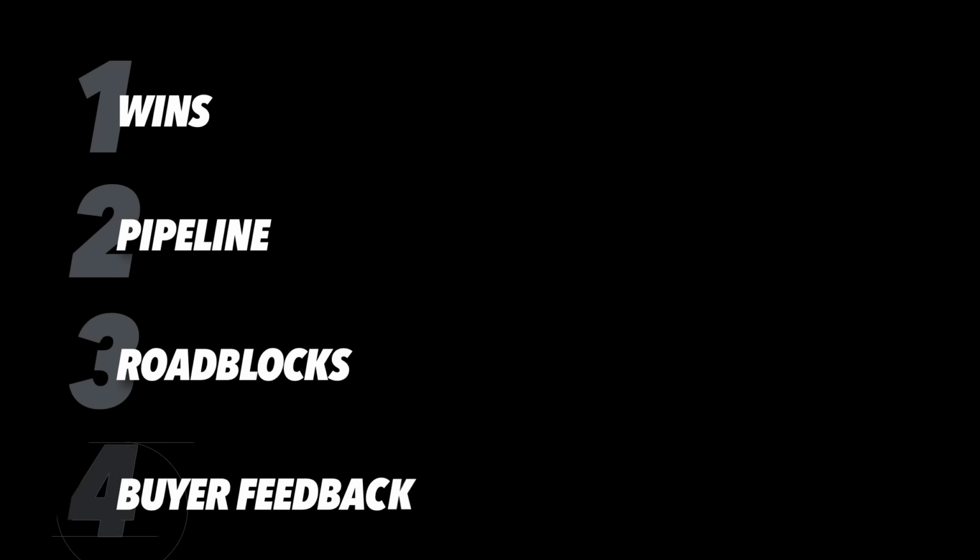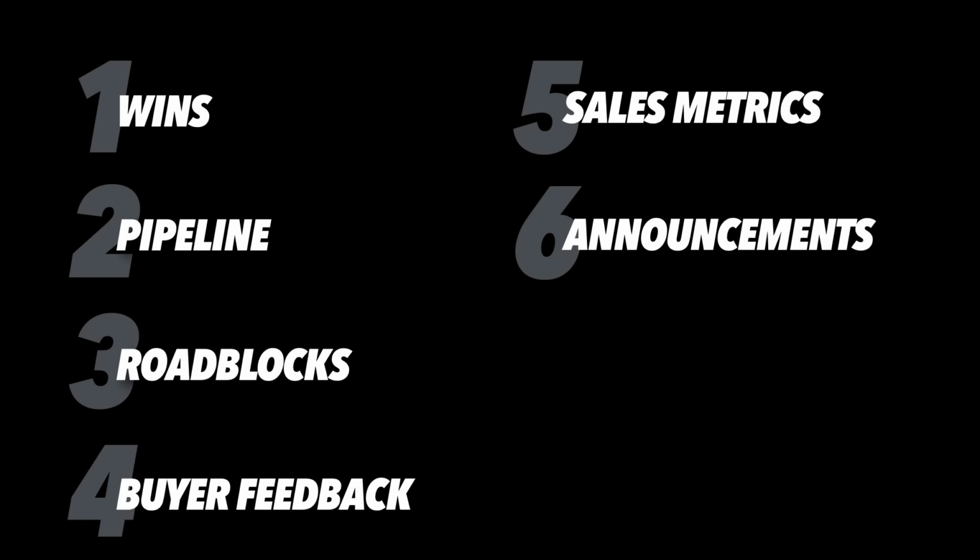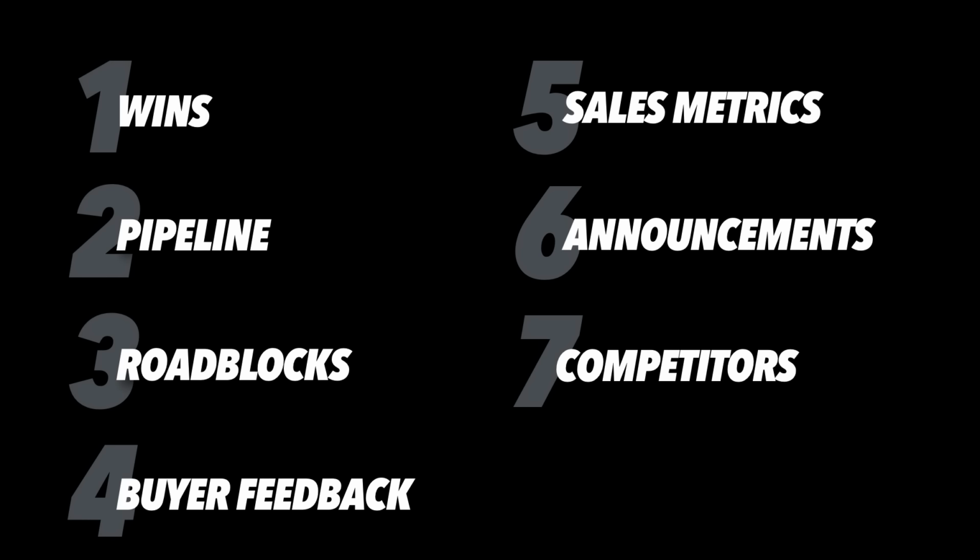So, quick recap, the specific agenda structure you should be using for your weekly sales meetings. Number 1, start with wins. 2, review your pipeline. 3, talk about some roadblocks. 4, discuss the buyer feedback. 5, review your metrics. 6, announce anything that's going on across the company. 7, your competitors, so competitive analysis. And 8, train your team.